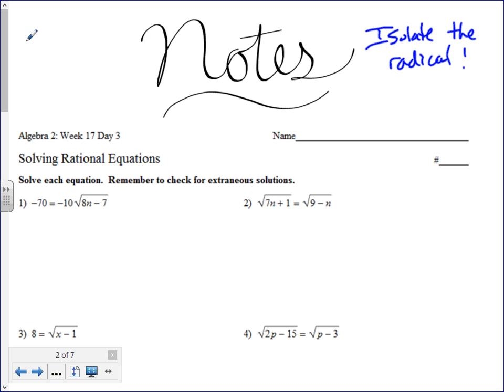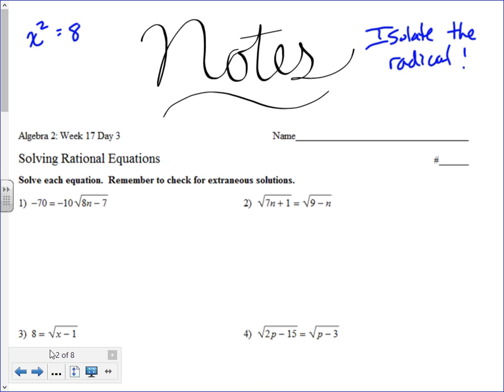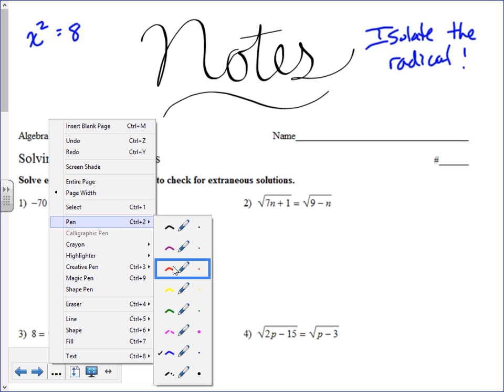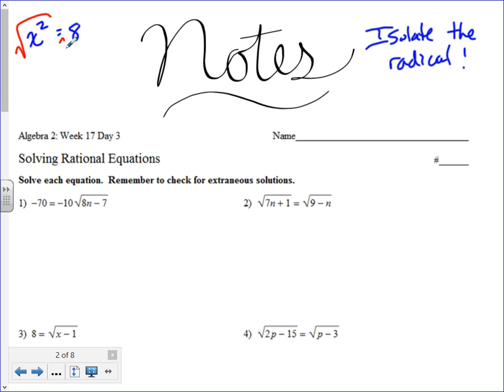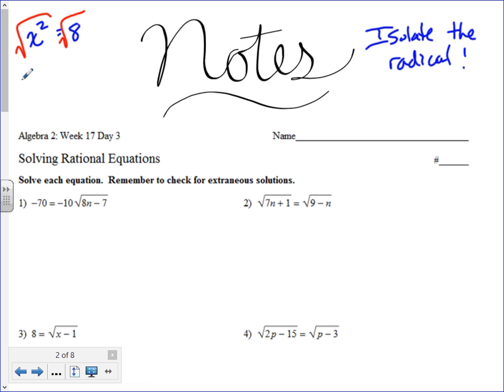Remember, isolate the radical. If it says x squared equals 8, the opposite of squared is what? Yeah, is radical or square root. Let's just make a quick note of all of these opposites. If it says the square root of x, the opposite of the square root is an exponent of 2.